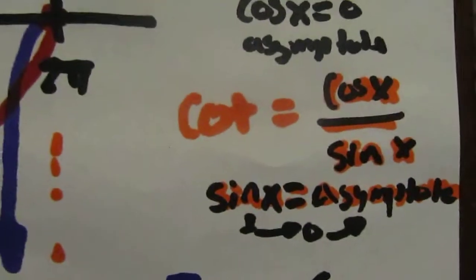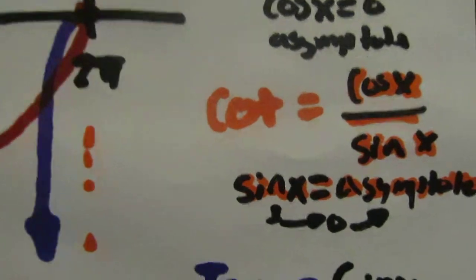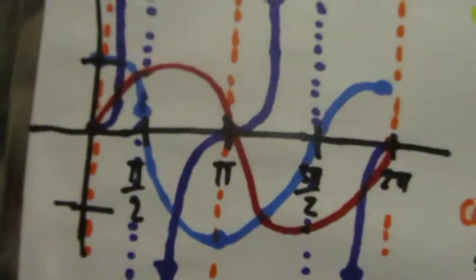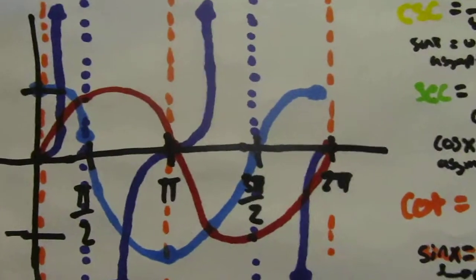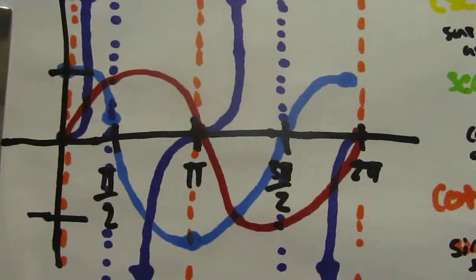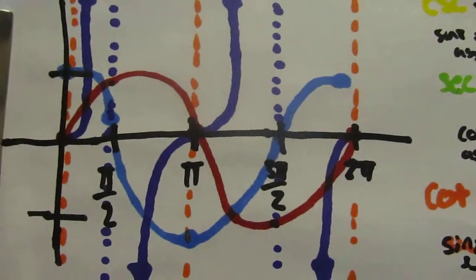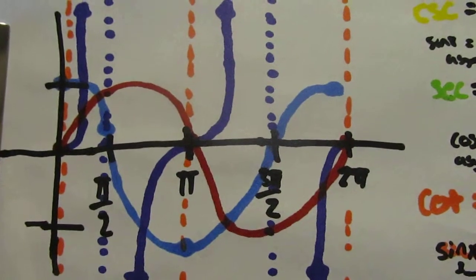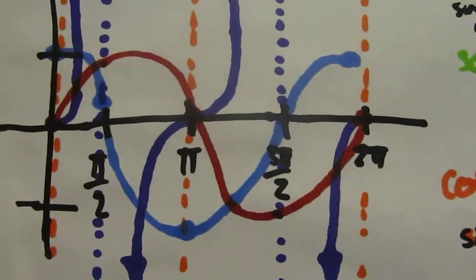Cotangent. Cotangent is cosine x over sine x. And we know that if sine x equals 0, there will be an asymptote right there. Now, this is orange, so make sure you look for the orange. Right here, I've already marked the 3 asymptotes that we will find. We'll find one at 0, at pi, and at 2 pi, because the sine of 0 is found there.